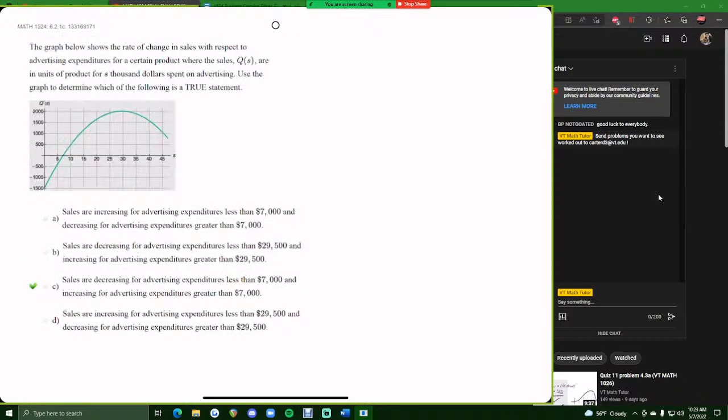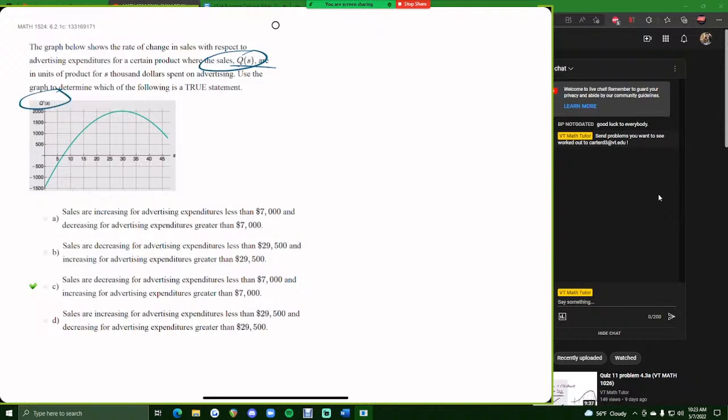In this problem, you are given Q prime. Q of S represents the sales, or what is it, the units of product spent on advertising. Oh no, they say sales is Q. Yeah, so sales is Q. So that means Q prime is the rate of change of sales.